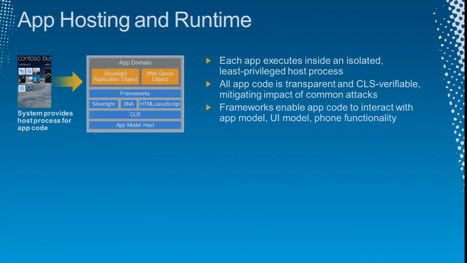So this is a little bit of detail on how the app hosting and runtime works. The system provides a host process for all app code. You can see the frameworks that are running here. We have the common language runtime, XNA, Silverlight, and the JavaScript engine. All the app code is executed in the least privilege model, and we talked about that before. So when you submit the app, it's going to get the least amount of privilege that it needs to run, and that's the key thing.